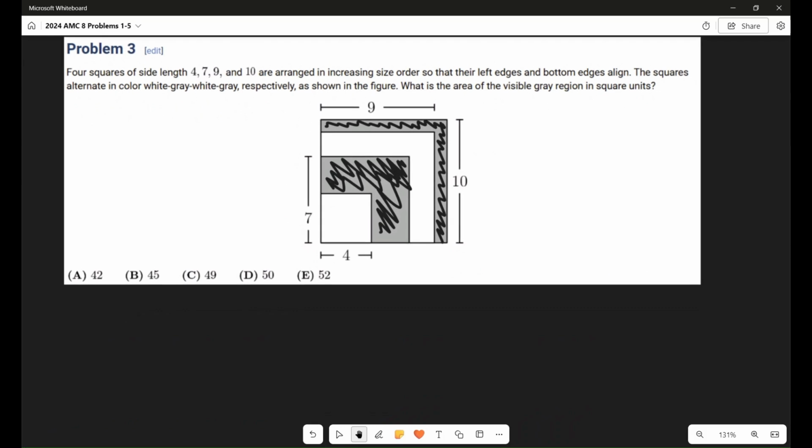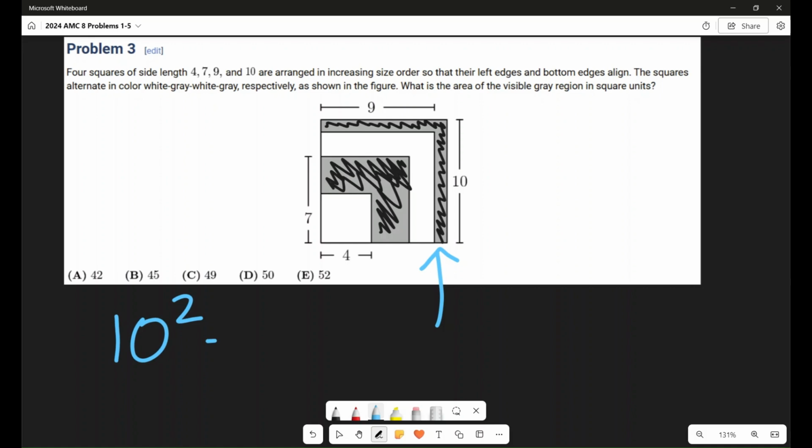All right, so how do we find this outer region? Well, the better question to ask there is, how do we get that region? Well, we take a square of side length 10 and we remove a square of side length 9 to get the region here. So we take the area of the big square of side length 10 and we subtract 9 squared, and that is equal to 100 minus 81, which is 19. So that's the area of the outer gray region.